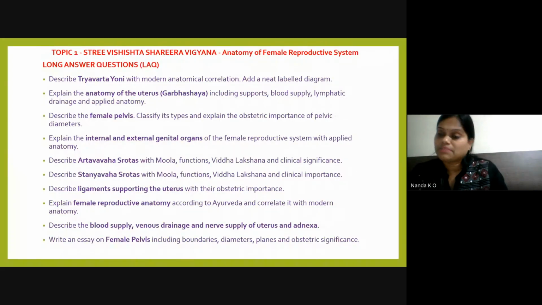The marmas and peshis are very specific in Ayurveda. At the UG level, those are the most expected questions for a 5 marks question: Stri Vishesha, Marma and peshis. Yes, these are a few expected questions from LAQ.